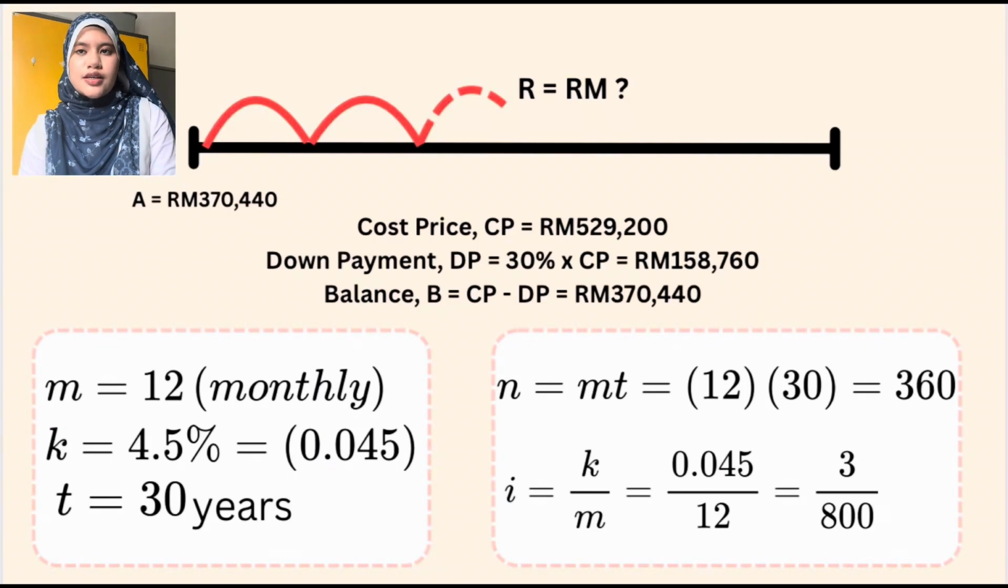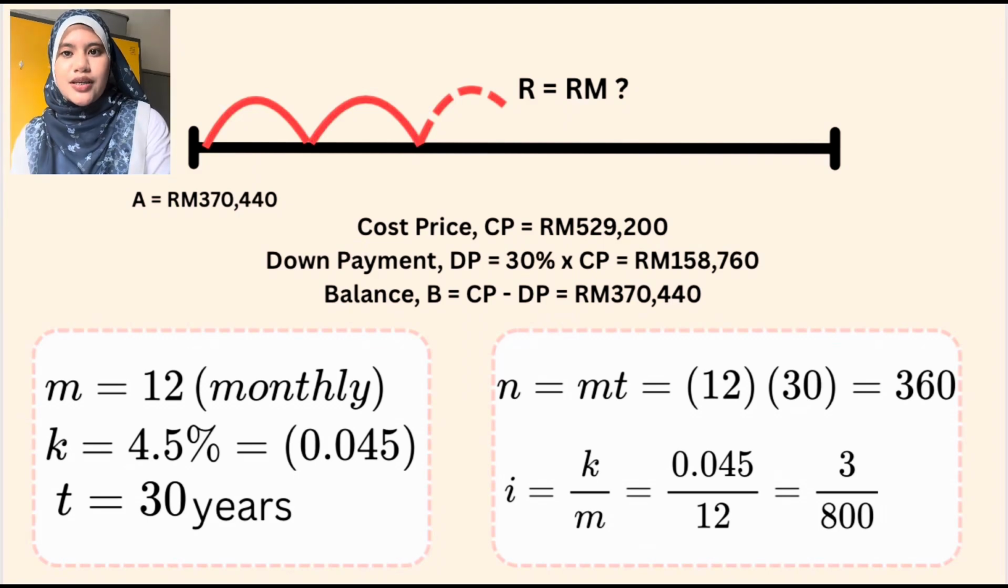Cost price CP is RM529,200. Down payment DP is 30% times CP, which is 30% times RM529,200, equals RM158,760, and the balance, CP minus DP, is RM370,440. We have m, frequency, which is 12.